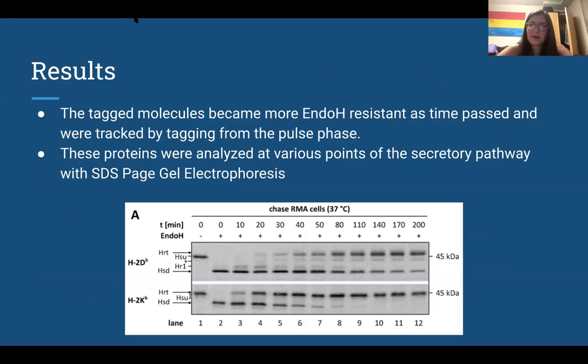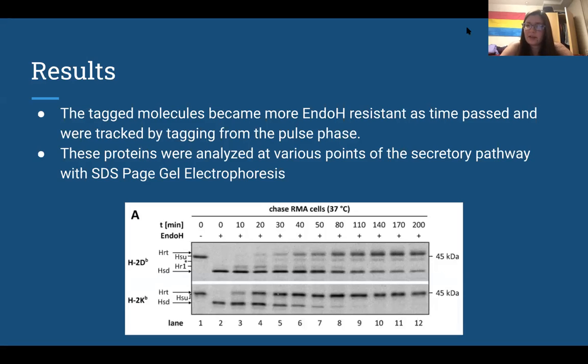Hi everyone, I'm Kaela Getz and I'm going to be talking about the results of our paper using the pulse chase assay to track how MHC class 1 molecules are folding and acquiring resistance to endo-H. This experiment yielded a number of supplemental results figures and images, but these are the two critical in answering the initial question. So as mentioned previously, it was thought that these proteins acquired resistance to in vitro treatment of endo-H within the Golgi. Let's take a look at figure A.